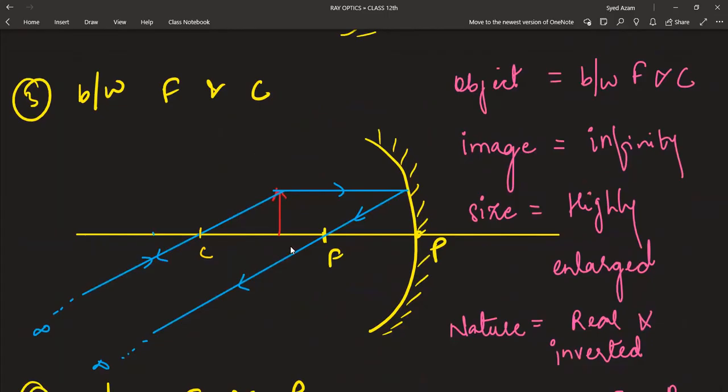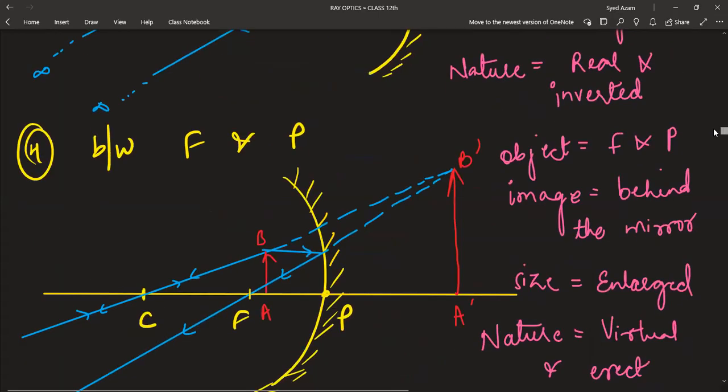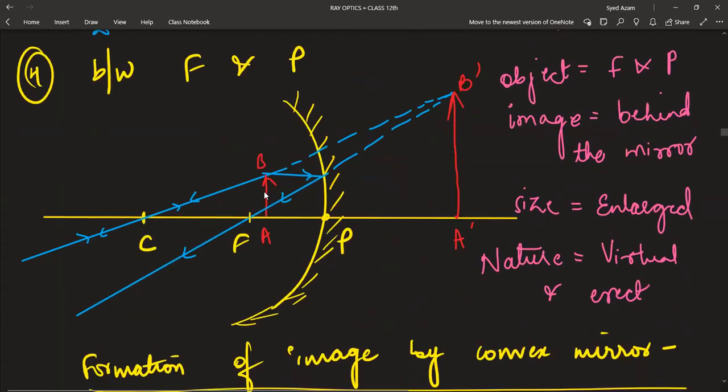Now when the object is between C and F, the image will be formed at infinity. Also, this is the only case where you can get the image as virtual and erect: when the object is put between focus and pole. So you extend it and you see a virtual image is formed.